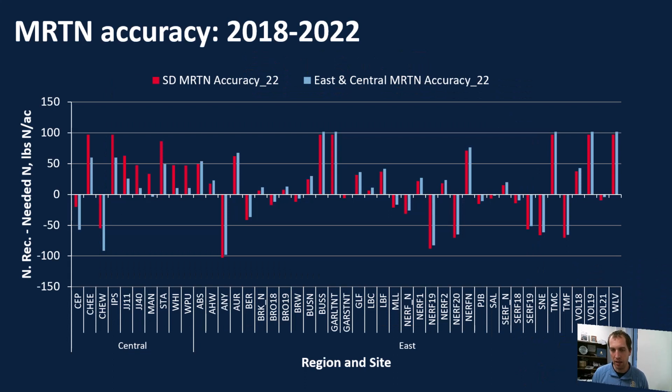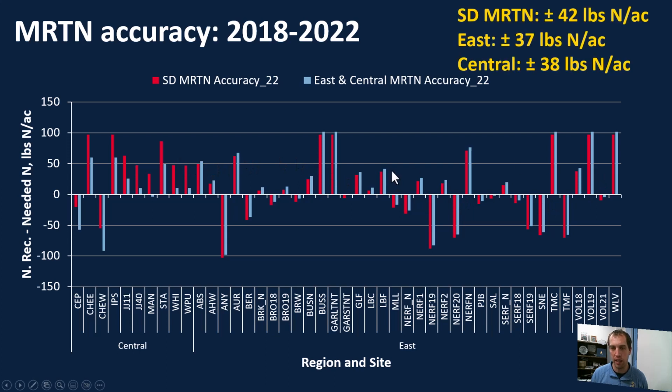If we want to look at the accuracy here, again, the red line is across all of South Dakota, the blue line is using the east versus central. So you can see again in the central part of the state, we normally are seeing improvement by dividing up the state, whereas the eastern part over here, not as much. Looking at the accuracy overall, plus or minus 42, plus or minus 37 in the east, and plus or minus 38 in the central, which is better than plus or minus 50 when we didn't have that 2022 data in there. So you can see maximum return to nitrogen gets better as we get more and more data in there, which is what we're working on right now.